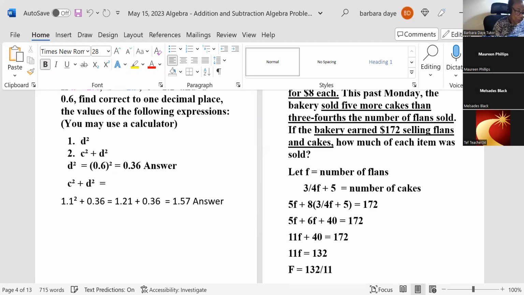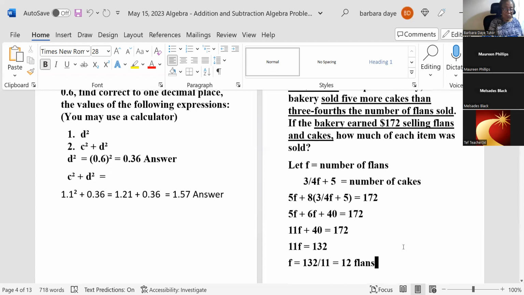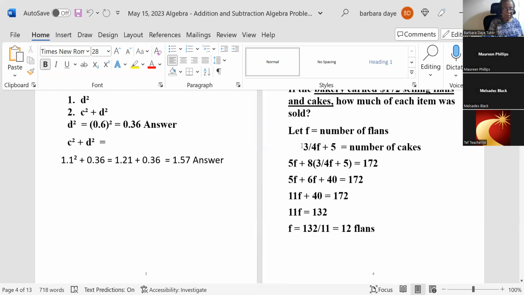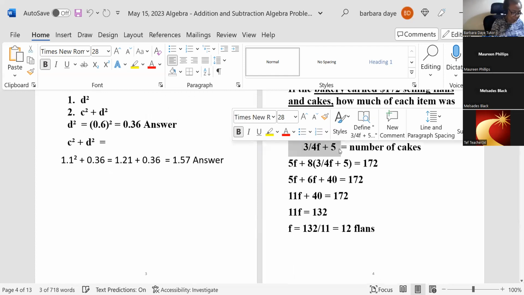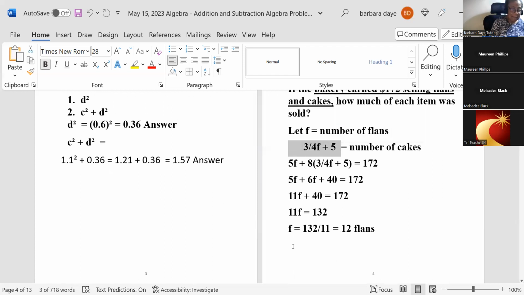Right? Then F would be equal to, and this is when you divide, 132 divided by 11. What's that equal to, Maureen? 132 divided by 11, what do you get? I think it's 12. 12, that's right. So that means you have 12 flans. Now, take that 12, substitute it in here, and how many cakes do you have? Substitute the 12 right here. That gives you the number of cakes.